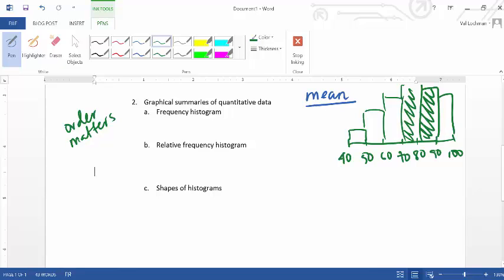Now, the order here matters, okay? And there are also no gaps. You will not see gaps in between the bars. So that's your frequency histogram and relative frequency. Again, the same thing happens here. We have the same shape. Order matters, no gaps. That's the difference between a histogram and a bar graph.